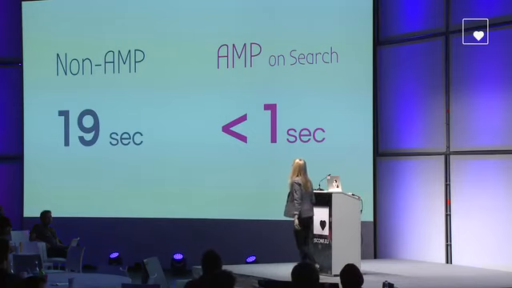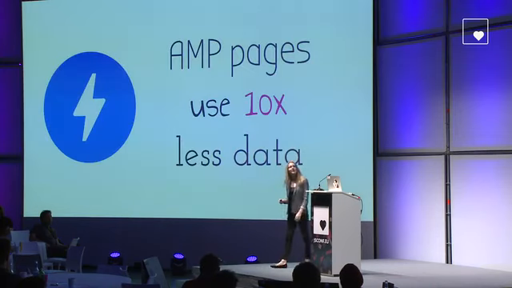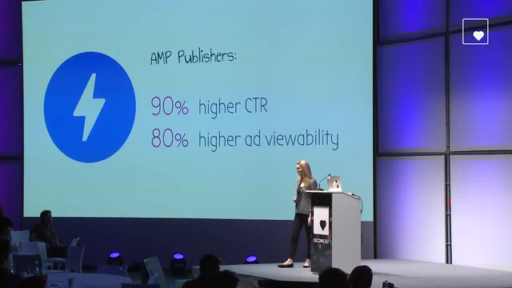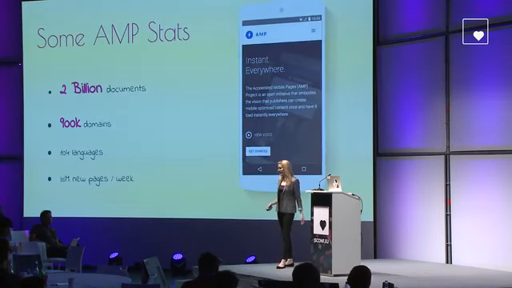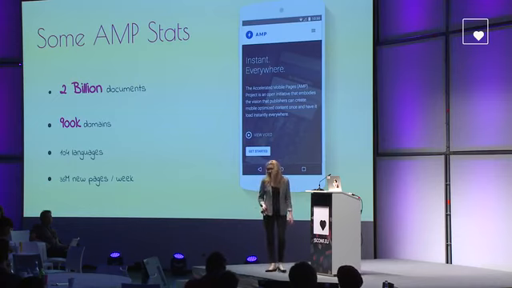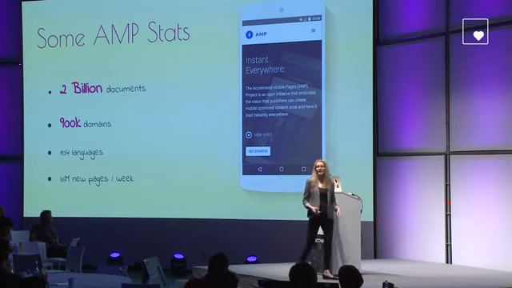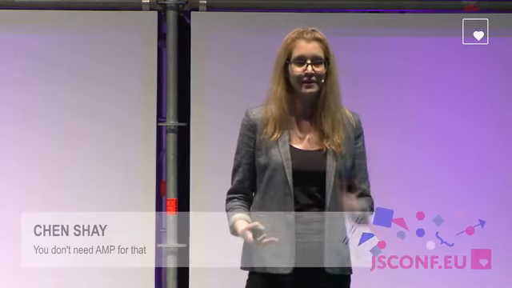So let's see how we're doing. 19 seconds for the average mobile page to load, and less than 1 second for AMP on search. And what does this mean? Well, it translates to 10x less data. We have higher CTR. Publishers are saying higher CTR and higher ad viewability. And today, there are about 2 billion AMP documents from about 900,000 different domains. So hopefully, if you apply some of these things, you can see similar benefits as well.